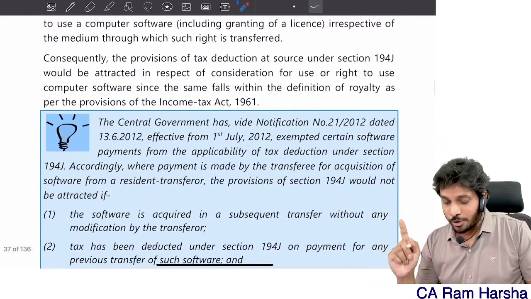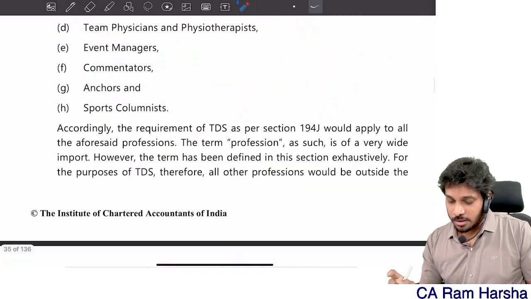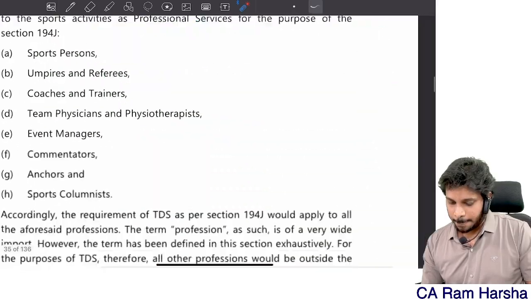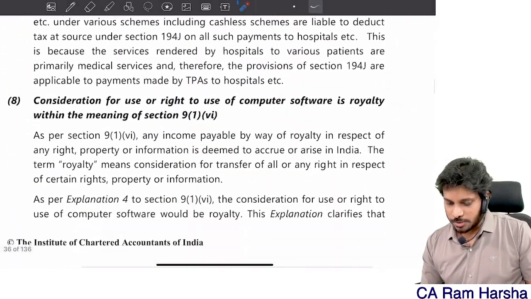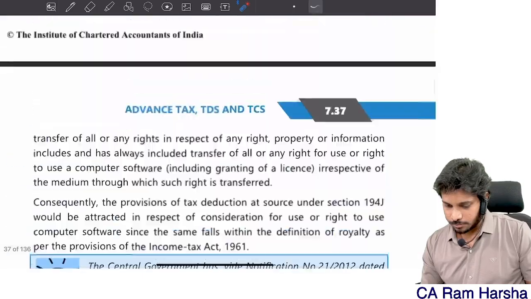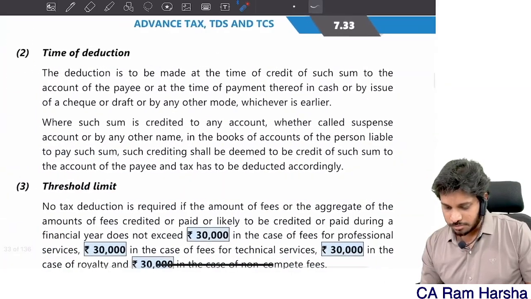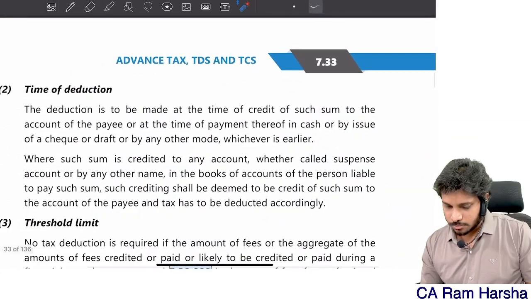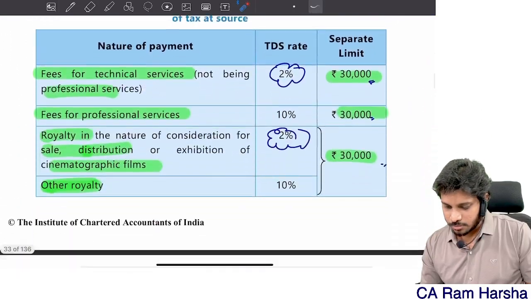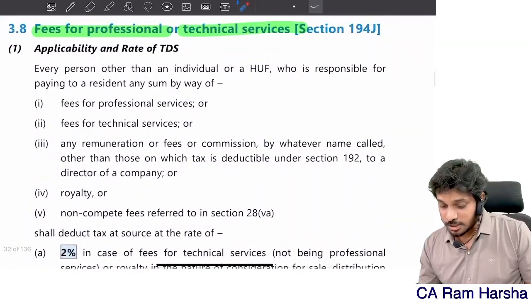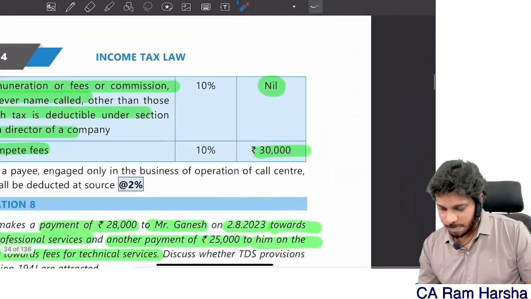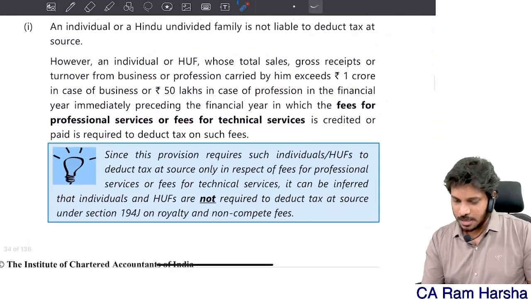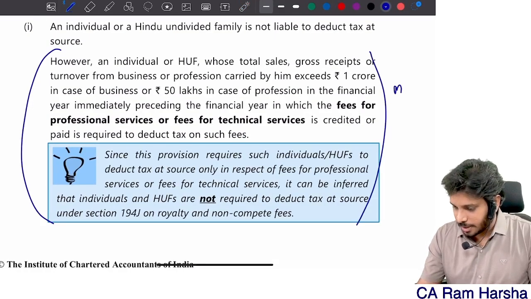I forgot to mention one point here. You know, here individual and HUF, they are exempted, right? Just a minute. There's one important observation. Yes, this is very important. There is a high possibility of MCQ.